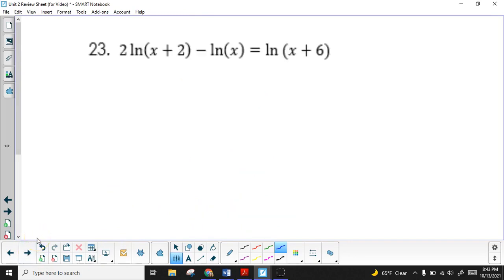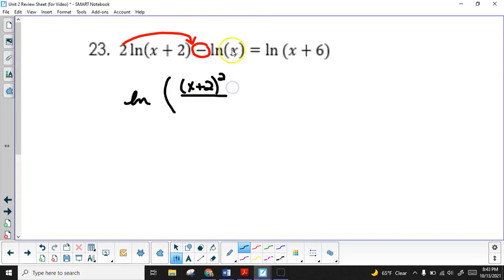Number 23. 2 times the natural log of x plus 2 minus the natural log of x equals the natural log of x plus 6. Okay, there's several things going on here. We do have a coefficient, which is going to come up here as an exponent, and we do have a minus sign. We're going to condense this using our quotient rule. So this is going to become the natural log of the quantity x plus 2 squared over x equals the natural log of x plus 6. So we've condensed our left-hand side, and now we have just the natural log equals the natural log, so we can cancel those out, and now we're left with just the algebra.